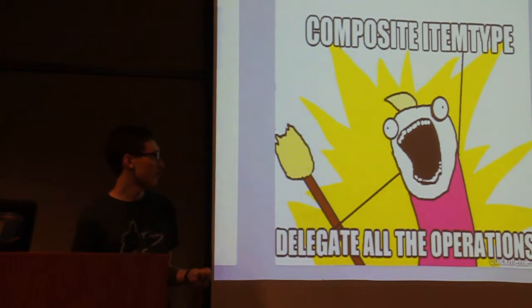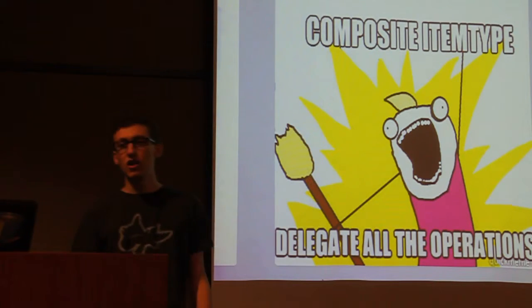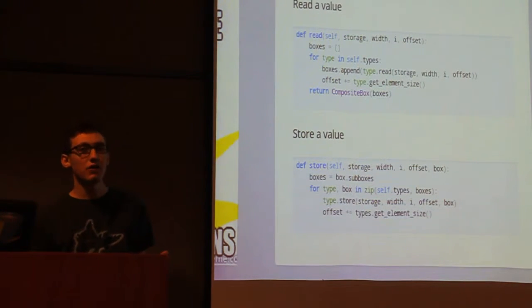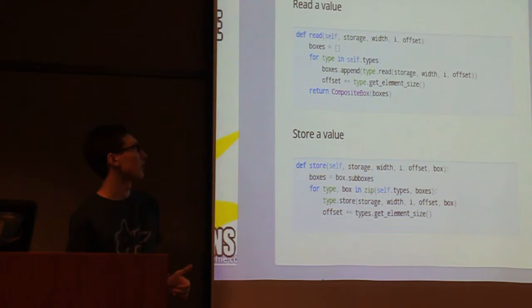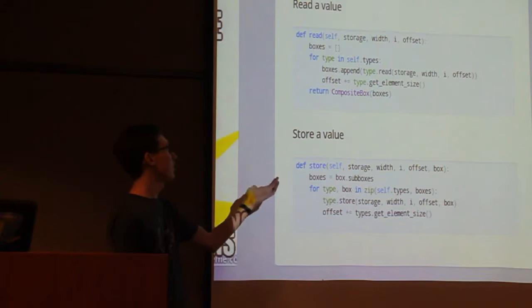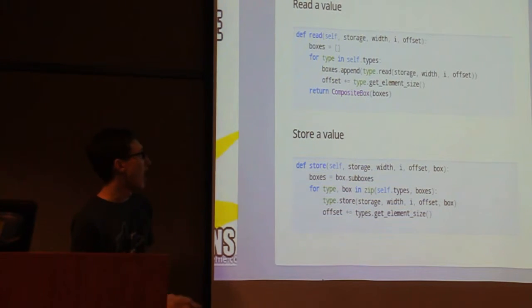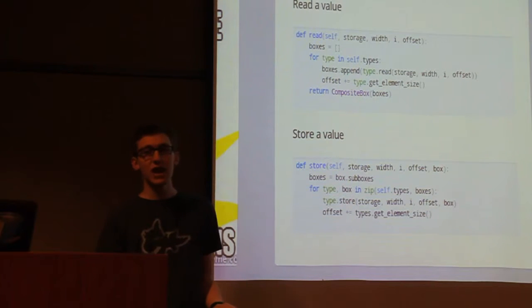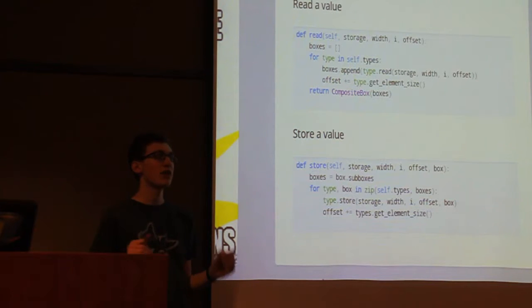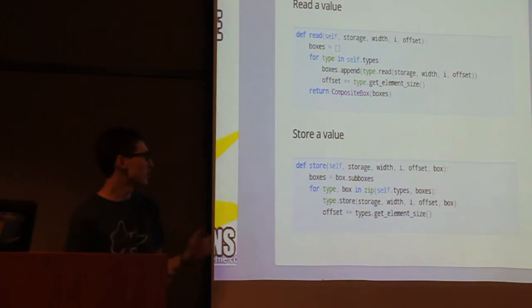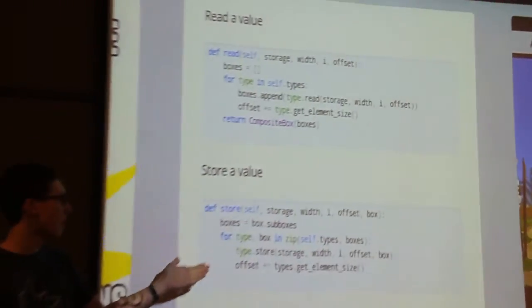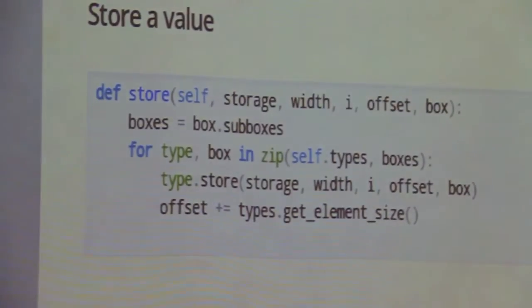And composite types work really nicely because you're able to just delegate all the operations. For example, implementing reading an item out of an array for a composite data type is really simple. We simply iterate through all the types, read the memory out of those, and build this composite result. We do this because we're able to just keep track of the memory, so we track our offset into the memory for each item in an array. Similarly, storing is the same. You take your composite box and simply unpack it one type at a time and write it into memory.